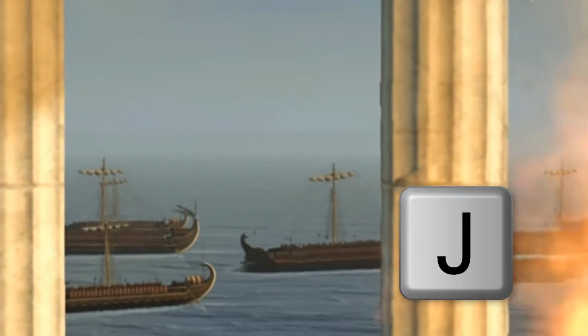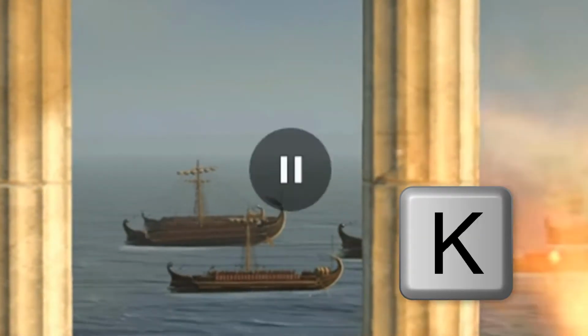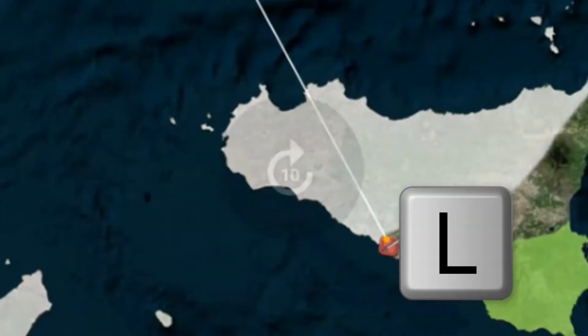The J key jumps backwards by 10 seconds. The K key pauses or resumes playback, and the L key jumps forward by 10 seconds. These jumps are twice as long as using the left and right arrow keys, so if you're looking to skip through a video a little bit more quickly, the J and the L keys might be a better option.